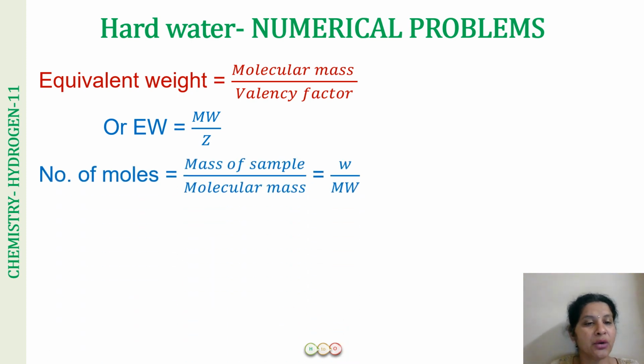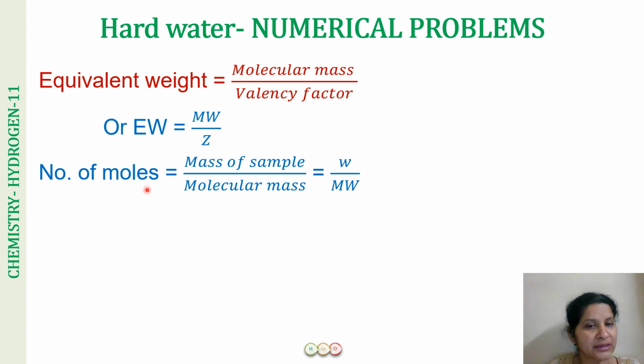Fine. So now what you know is that the number of moles is equal to the mass of the sample divided by the molecular mass. So this is going to be small w divided by MW.